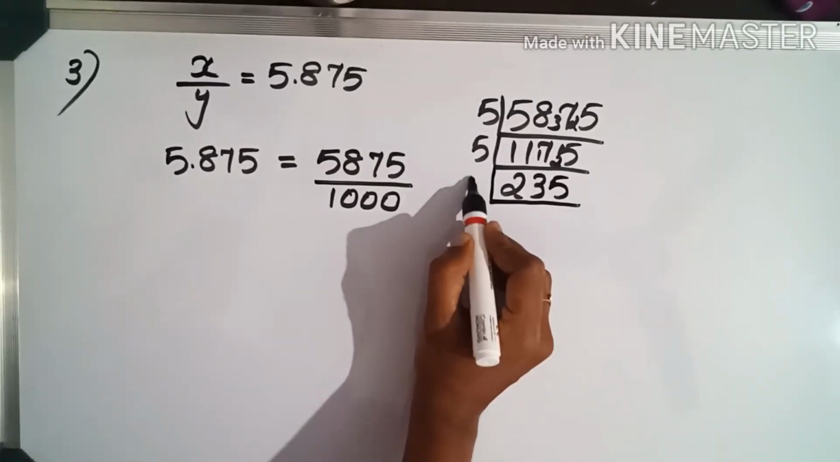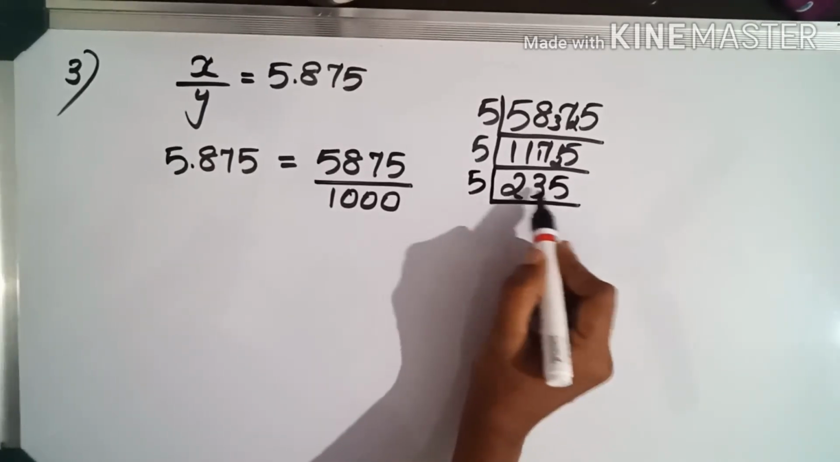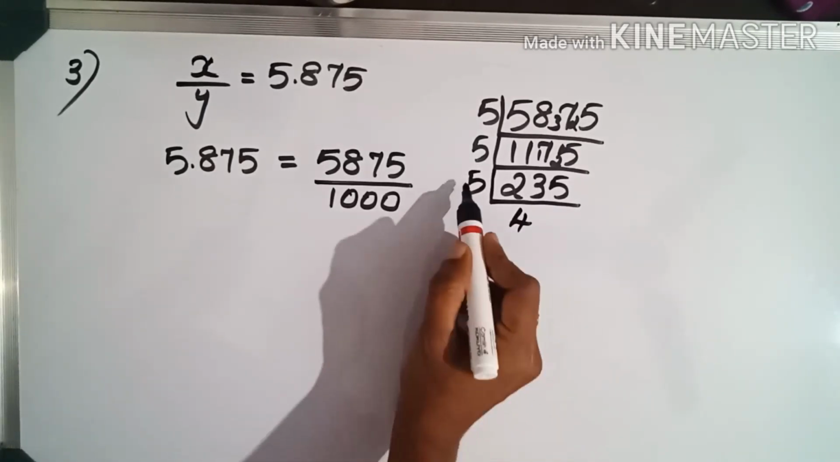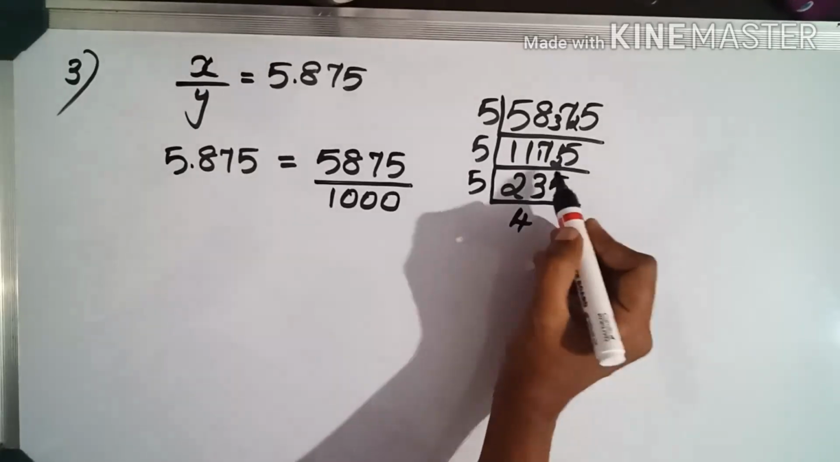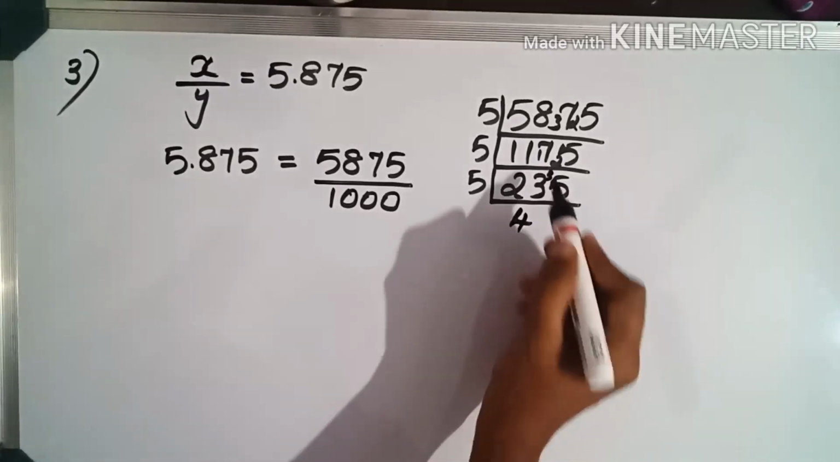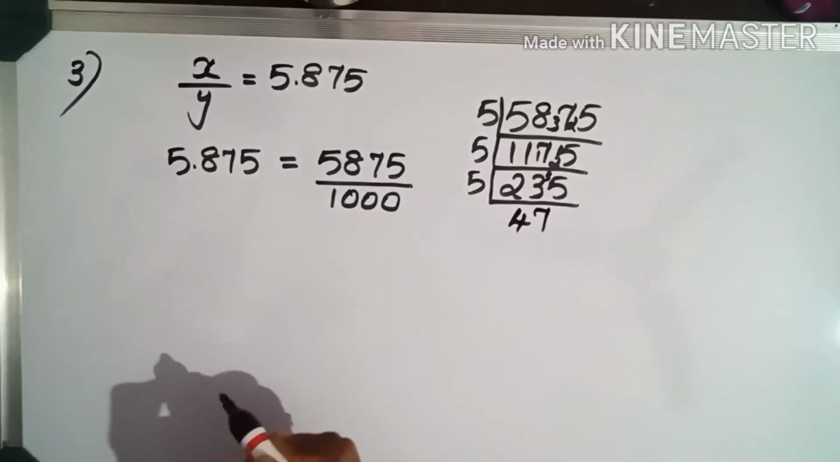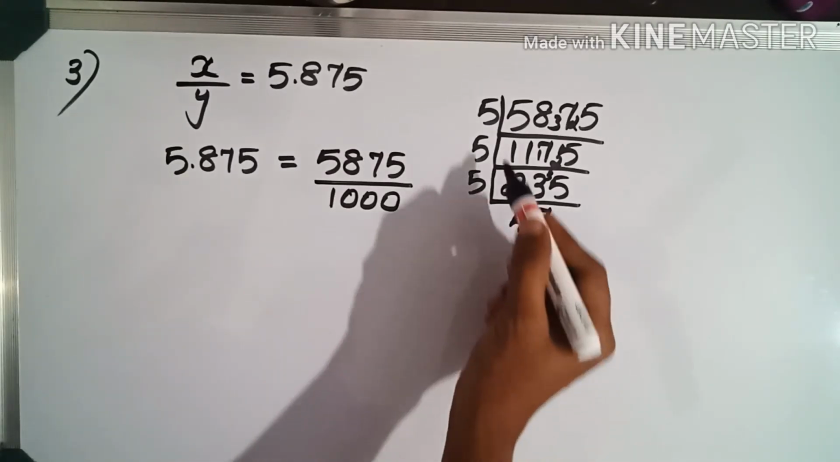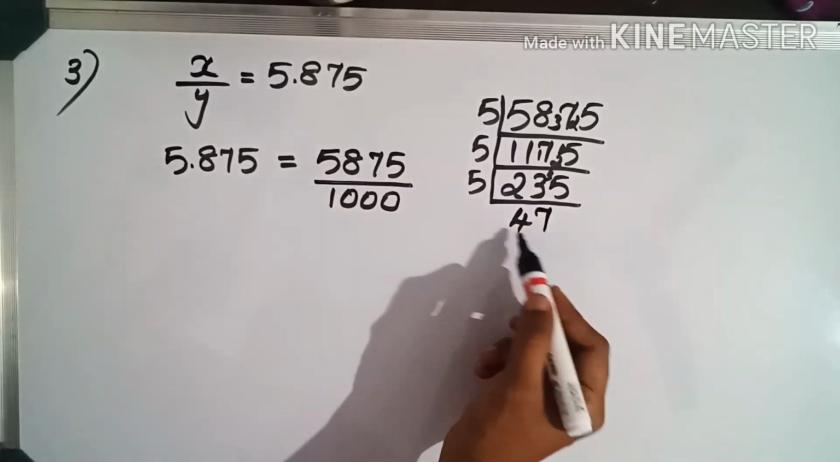Again factorize with 5. So in 2, no 5s. In 23, 4 5s are there. 5 4s are 20. Balance is 3. That is 35. In 35, 7 5s are there. Now 5 into 5 into 5 into 47.